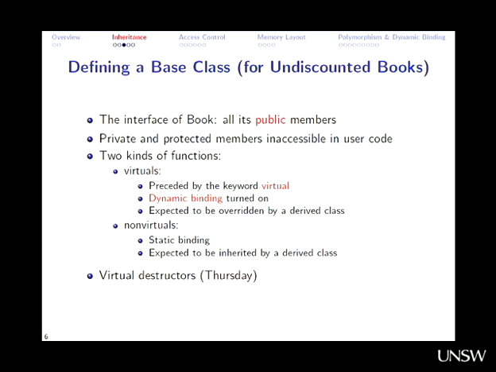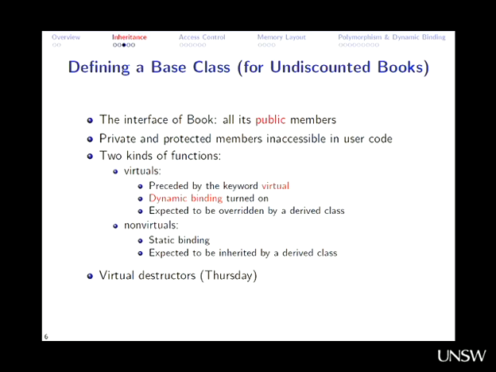Okay, so let's continue talking about the base class. When we talk about an interface, an interface in Java and an interface in C++ are a little bit different. An interface in Java is a particular type, though type's probably not the right word, of file that defines an interface of things that a class must define. An interface in C++ means all the public members of a class are its interface. Private and protected members are inaccessible in user code.